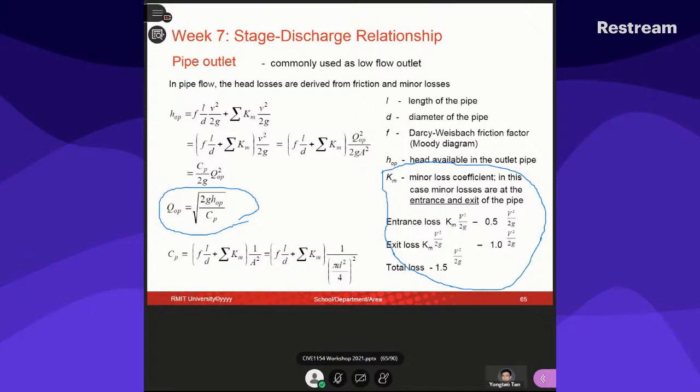So these are the three different equations we use for the open channel, orifices, and also the pipe outlet. Any questions you have? Okay, I think all of you have no questions.